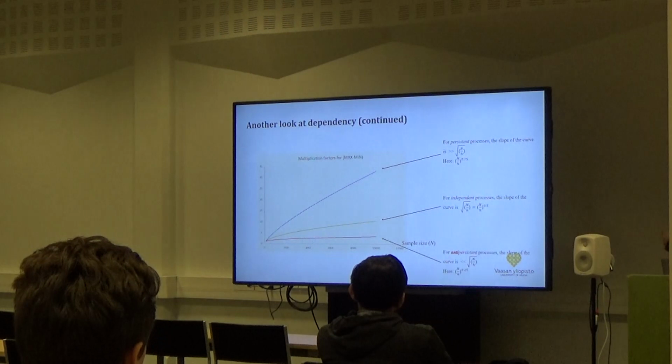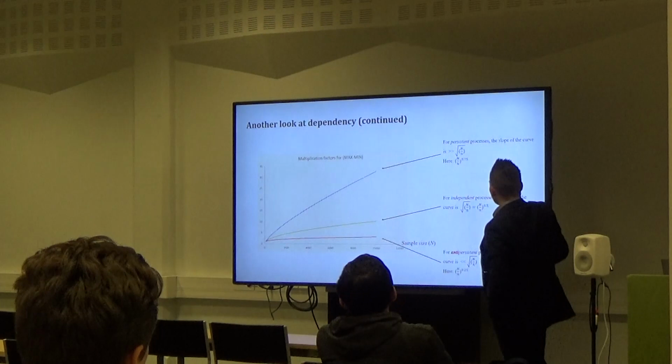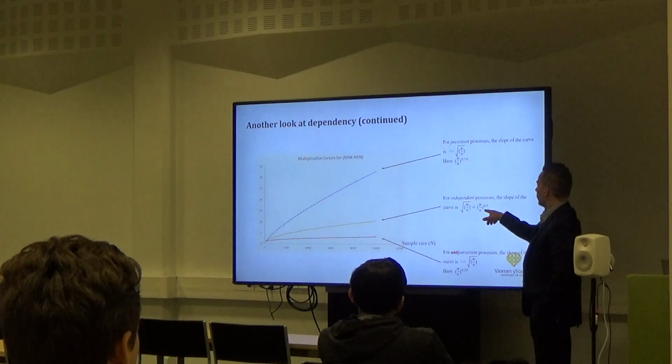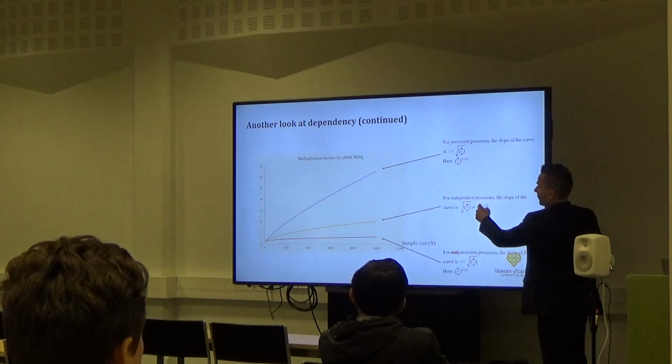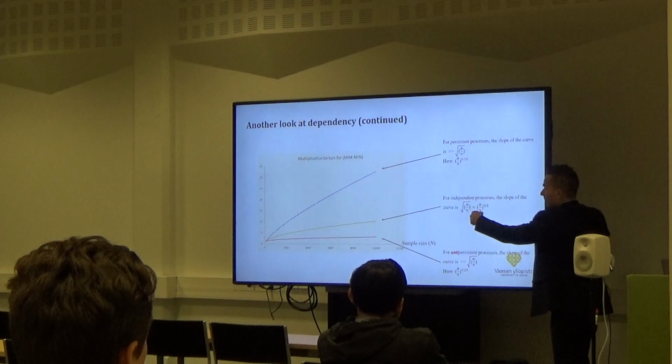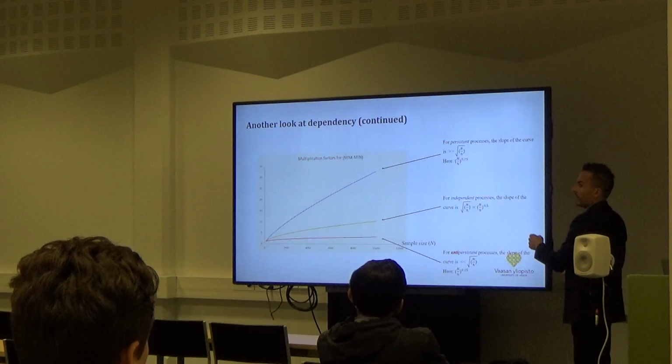Here I made some simulations again, and this line here in the middle holds for an independent process, like we had earlier. So the slope is 0.5. The multiplication factor should be the relation of the expanded sample divided by the initial sample to the power of 0.5, or the square root of that relation.